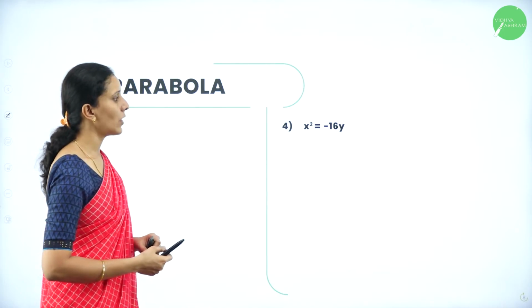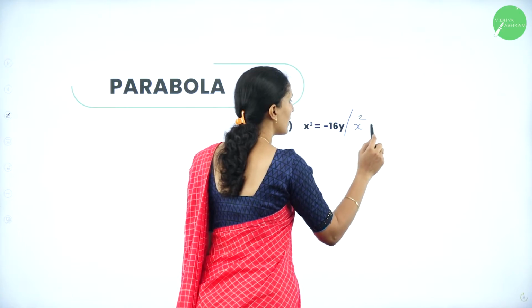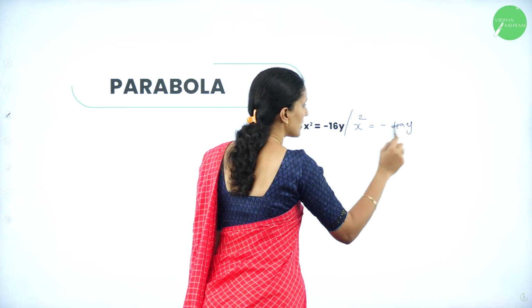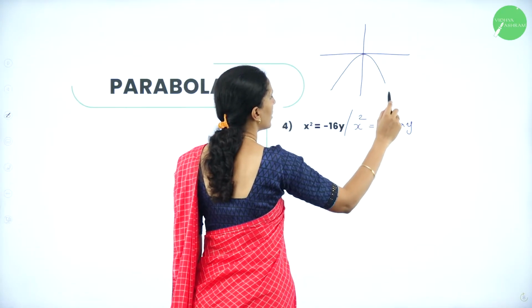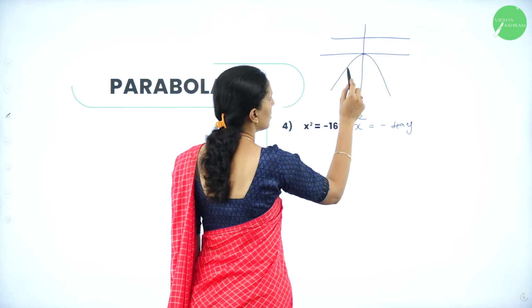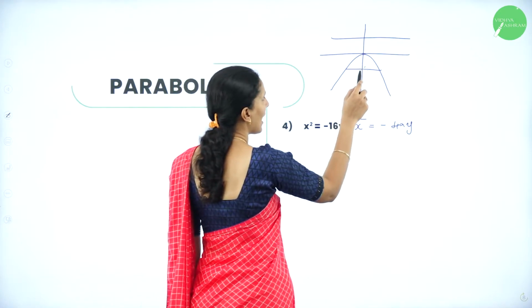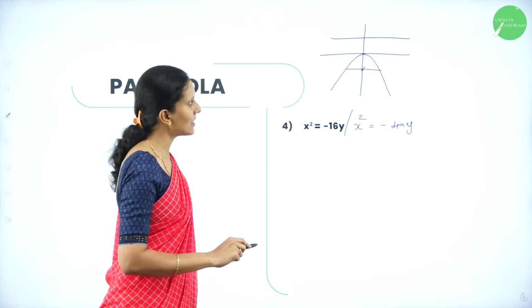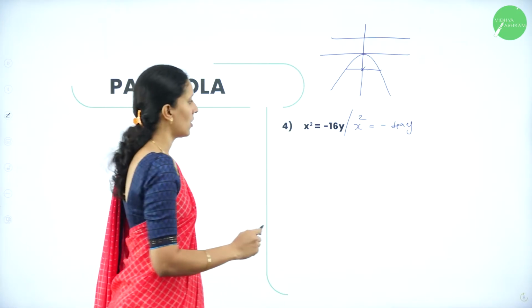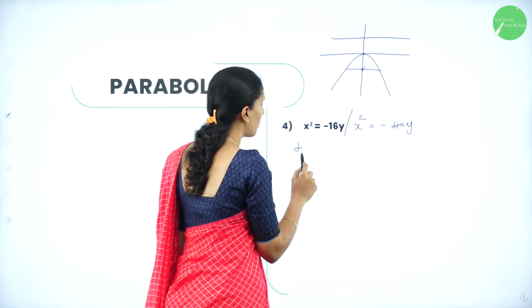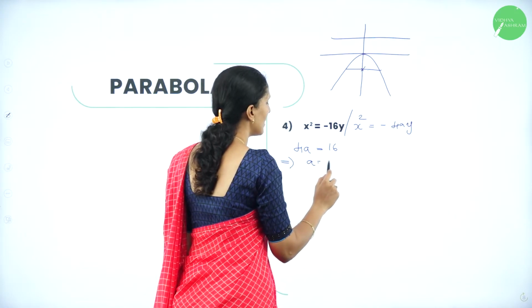Next, x square is equal to minus 16y. So clearly we can compare this equation with x square is equal to minus 4ay. So this is the standard form of the equation of a downward parabola which is symmetric towards the y-axis. So here is the directrix, this is the latus rectum. Focus lies on the negative side of the y-axis, directrix on the positive side, latus rectum on the negative side. So let's write what is 4a. 4a is equal to 16. This implies a is equal to 4.